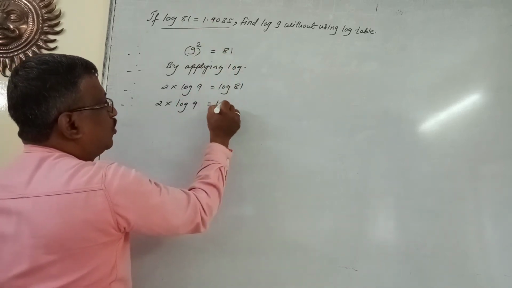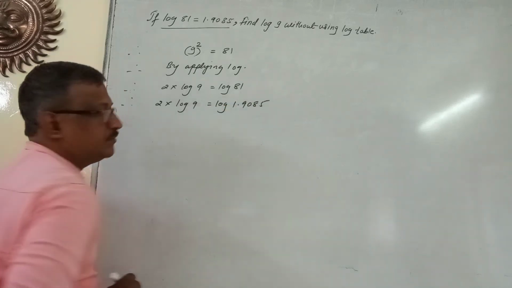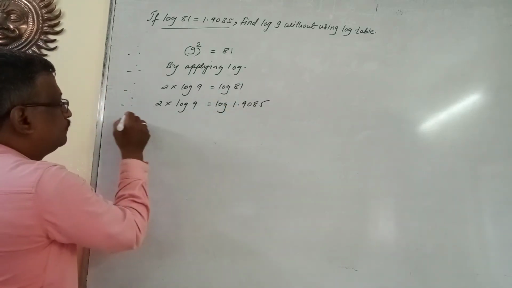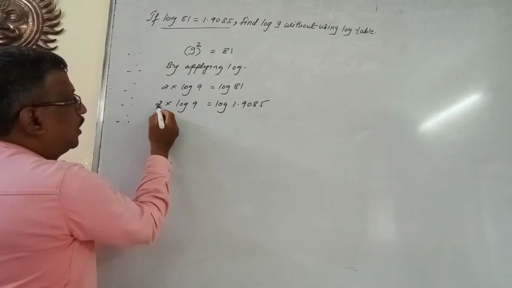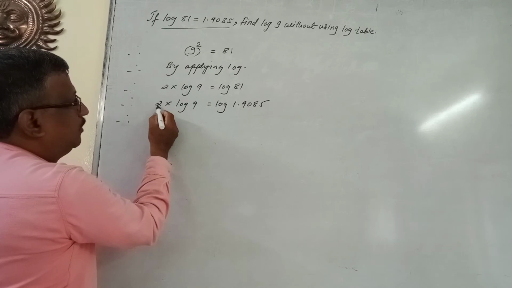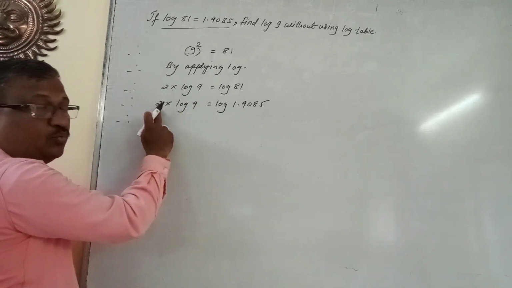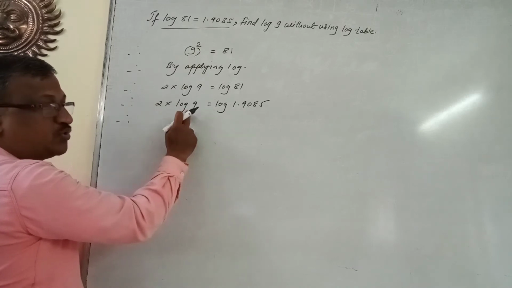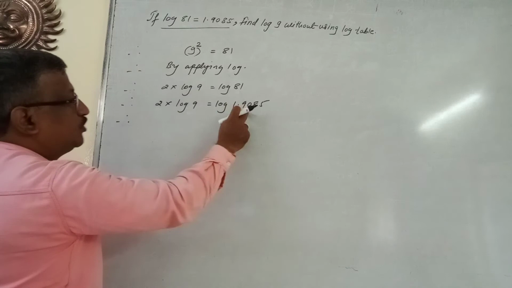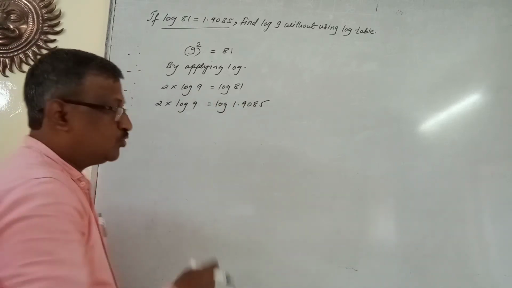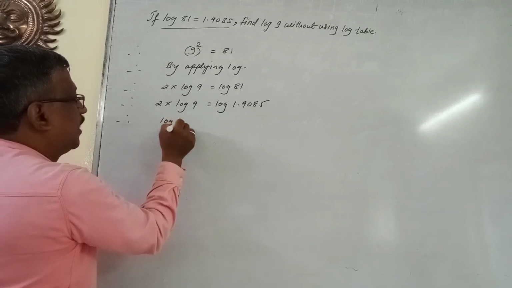It is 1.9085, right? So what I want here is log of 9. I cannot multiply 2 to this, because until and unless you know the log of 9, we cannot multiply by 2. So this multiplication is not possible, but I can transfer the 2 to that side. If you transfer, this multiplication becomes division. So bring this log of 9 outside.